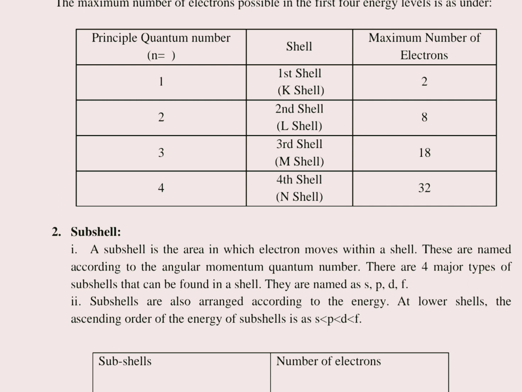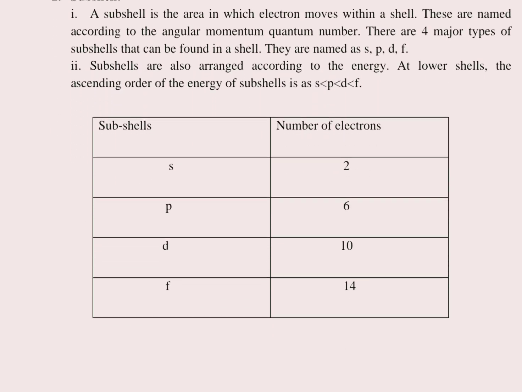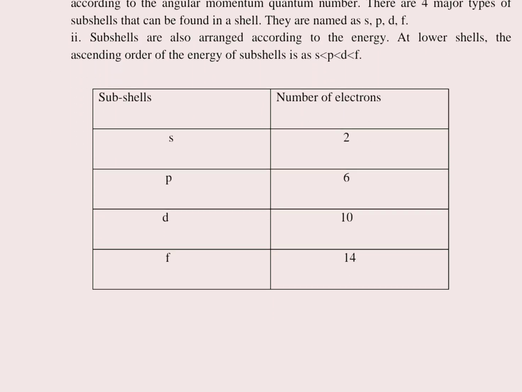Subshell is a particular area where the electron moves within a shell, like a sub road on a main road, and they are named according to their angular momentum. So angular momentum के accordingly जब हम इसे name करते हैं, we have S, P, D and F, and आप इसकी energy बता सकते हैं that S is of lower energy, then P, then D, and then F. The capacity of electrons: S contains 2 electrons, P contains 6 electrons, D contains 10 electrons, F contains 14 electrons.